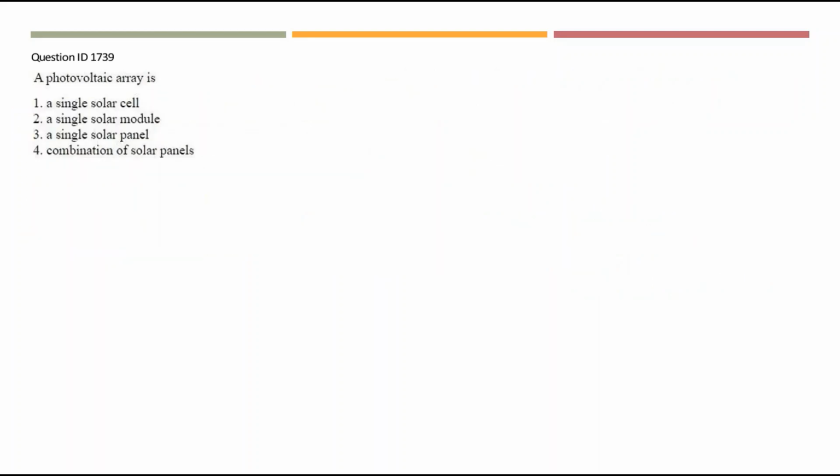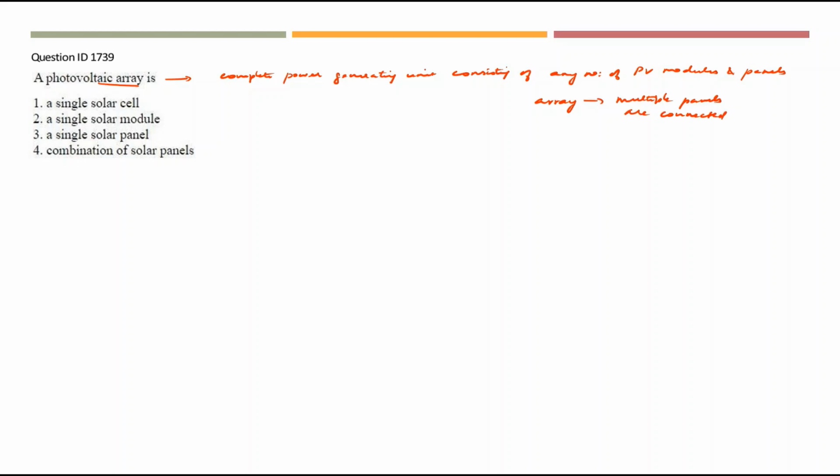A photovoltaic array is what? So a photovoltaic array is a complete power generating unit that consists of any number of PV modules and panels. So PV is photovoltaic. When we say array, it means multiple panels are connected. So when the term array is used, you can easily rule out the first 3 options. And we can mark option number 4, combination of solar panels. Option 4 will be the right answer.